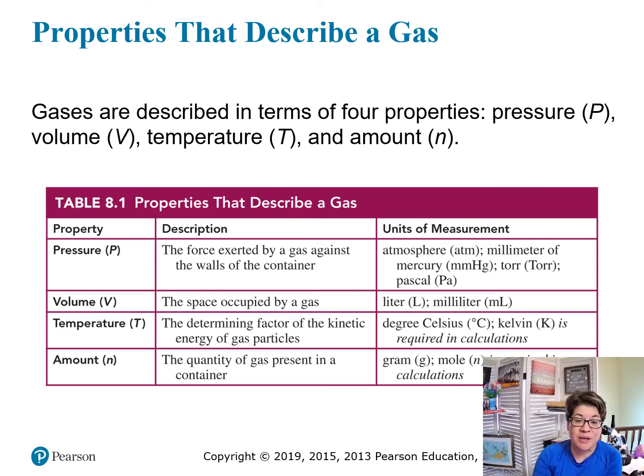And then volume is how much space it takes up, and those are measured by liter or milliliter. Temperature is the kinetic energy of the particles, and that is measured in Celsius or Kelvin. And usually Kelvin is used for the calculations that we'll use later in the chapter. And then n is just the amount of gas, and we can use moles or grams to calculate that.